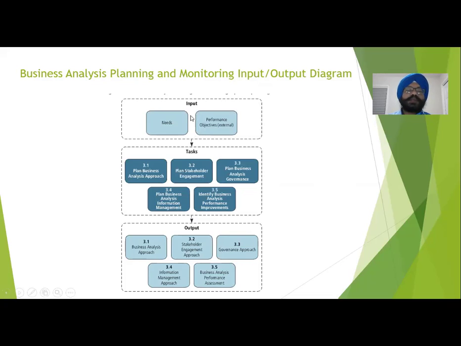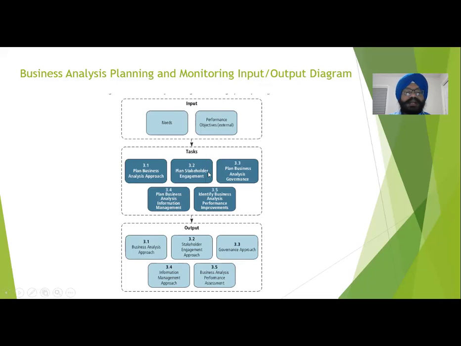Okay. So in this particular case, if you're doing the business analysis, planning, and monitoring, they have identified these inputs like needs. What are the business needs? What are the performance objectives? Those are external. And what exactly tasks are to be performed by the business analyst. So all these things, I'm not going to read all this. I'm just showing this so that you get an idea about what exactly the diagrams contain.